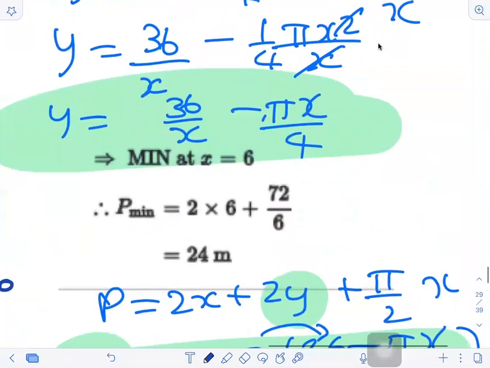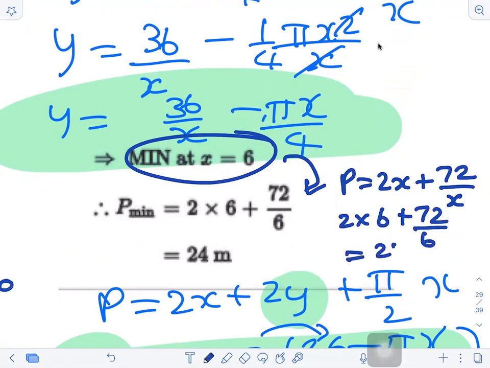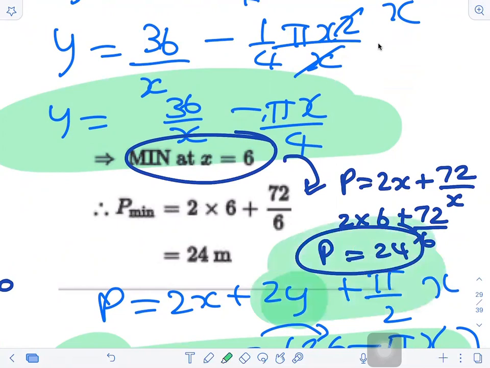Okay, so once you know it's a minimum at x equals 6, you put it into the perimeter formula, which is this, which we derived before. So it's 2 times 6 plus 72 on 6, which is 24. And that's the perimeter that is a minimum.